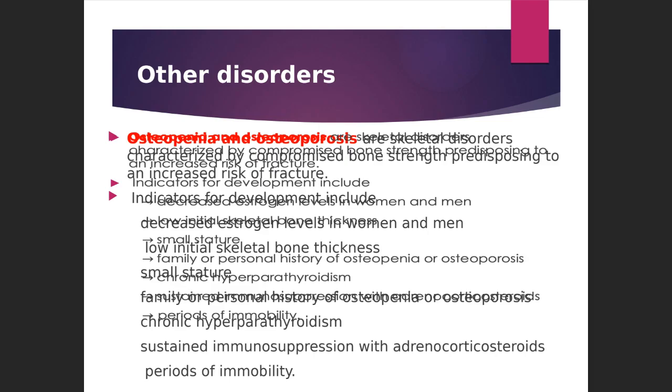Next condition is osteopenia or osteoporosis. What are osteopenia and osteoporosis? These are skeletal disorders characterized by compromised bone strength, predisposing to an increased risk of fracture. Here, the patient generally has osteoporosis and osteopenia.